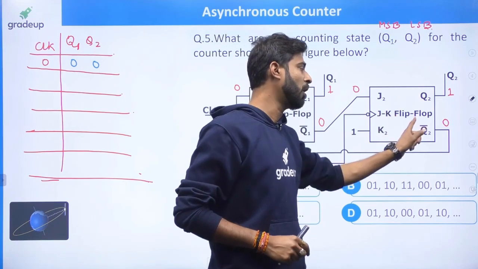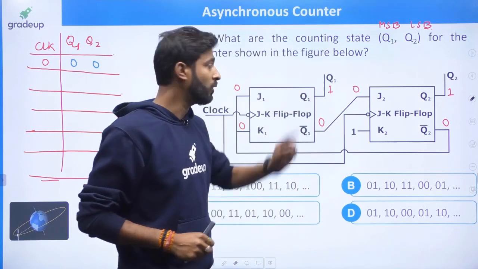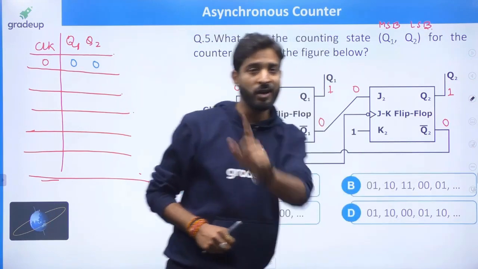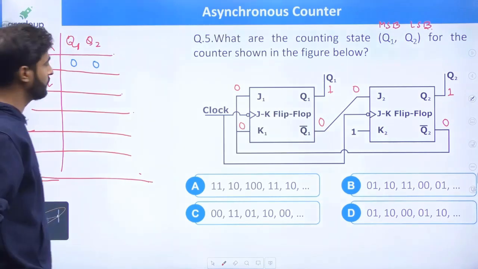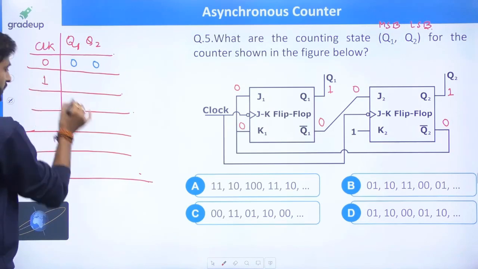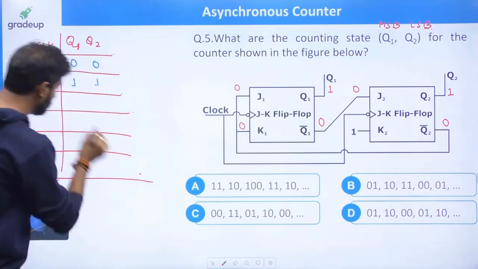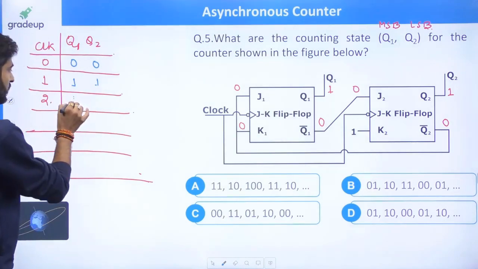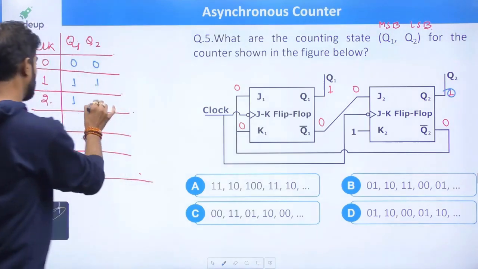So this flip-flop wants to make its output 0, and this flip-flop holds its 1. But for holding this one and for making this one 0, it requires a clock. So when the second clock is applied, first clock, I am not writing the condition, I forgot to write. The first clock, both flip-flops will become output 1, 1. Now for the second clock, this flip-flop holds its state, and this flip-flop makes the output reset, 0.